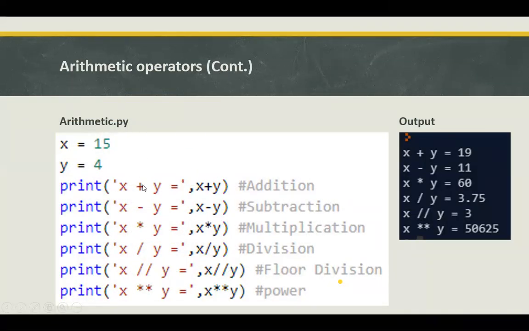The same thing in the program: you can see here x is equal to 15, y is equal to 4. Using the addition operator, we get 19, then subtraction gives 11. Multiplication gives 60. Division gives 3.75. As the double slash is floor division for the whole number, the output is only the 3. And this exponent is a power, like x raised to y, 15 raised to 4, that is 50,625. These are the outputs.